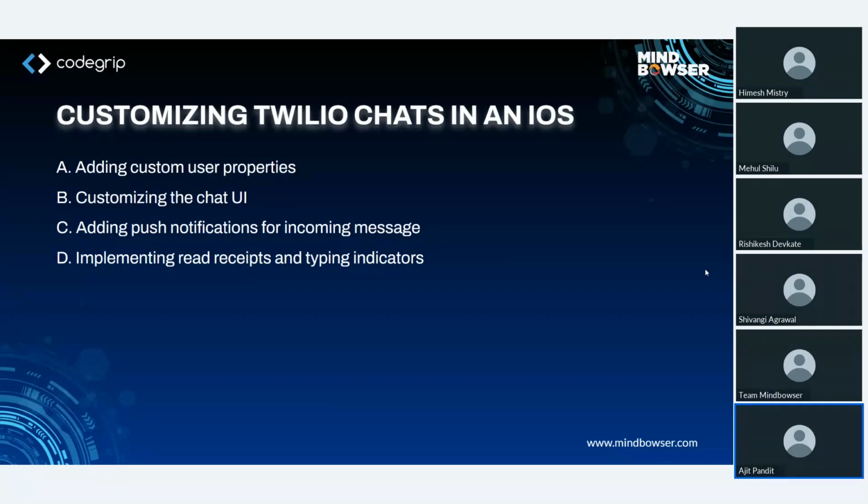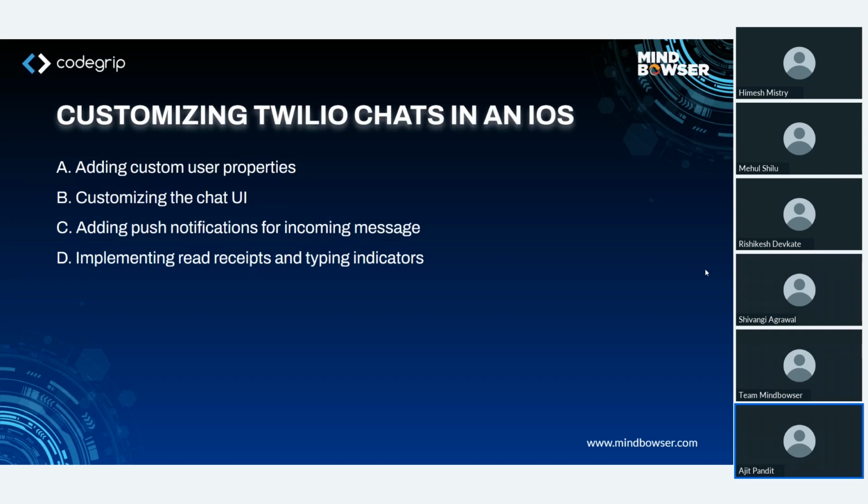Next, we will move to implementing read receipt and typing indicators. To implement read receipt and typing indicators for the Twilio conversation in your iOS app using Swift, you can use the Twilio conversation SDK. Here are some general steps. Add a delegate to your view controller and conform to the TCS channel delegates protocol. Implement the on member added method in your delegate to add the current user as a member of the channel and set delegate for the channel.